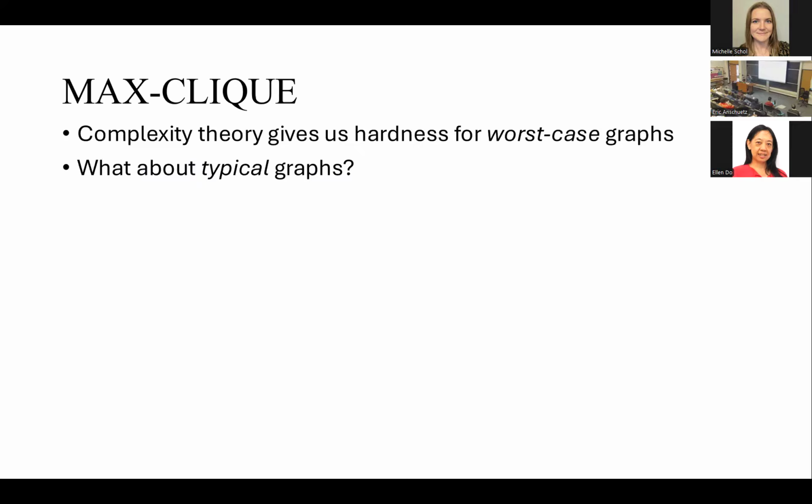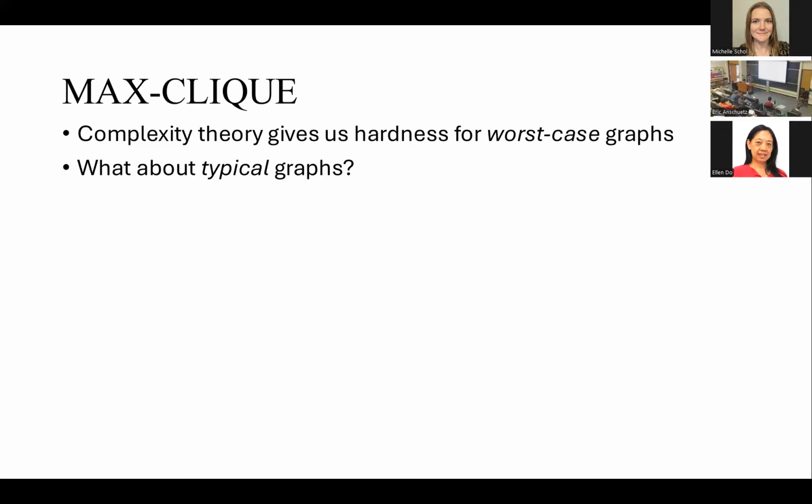So I'm going to tell you why that's maybe misleading about the complexity of this problem. The reason is that complexity theory often tells us the hardness of worst case instances of these problems. Typically, the way it works is you do some kind of worst case reduction between problems and complexity classes and use that to argue the hardness of a problem. So it's very much based on the worst case.